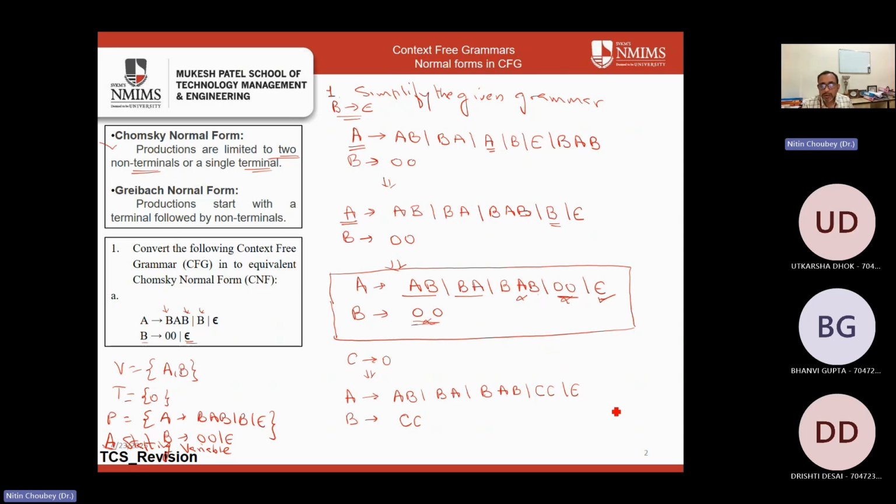Now here, apart from this, we have this as a last variable production: C gives 0. Now here 1, 2, 3, 4, 5, 6. These all are in CNF form except this one. So our next task is to convert this into a production containing two variables only. Okay, so let's go for it.